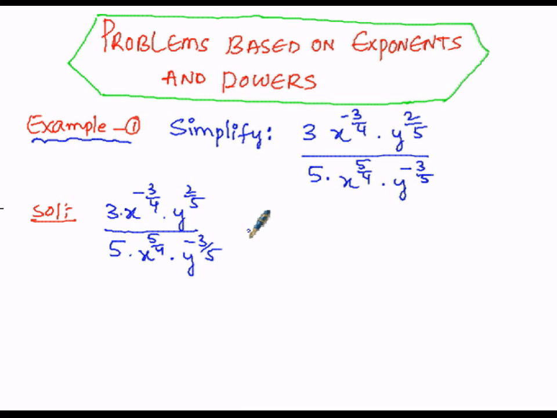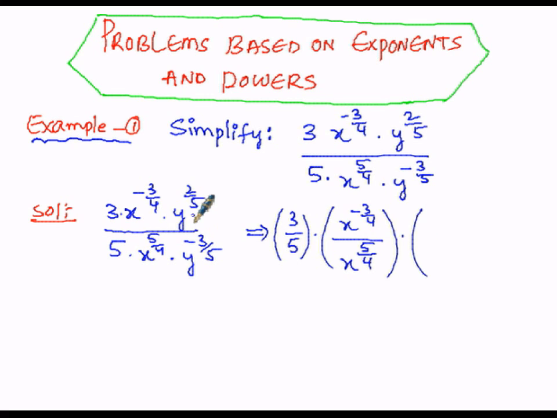First of all I want to group the like terms, that is variables x and x together, constant coefficients 3 and 5, and the variables y and y. So here I can write it as 3 by 5 in one bracket, and in the second bracket x to the power of minus 3 by 4 overall divided by x to the power of 5 by 4 bracket close, and in the next bracket y to the power of 2 by 5 overall divided by y to the power of minus 3 by 5.